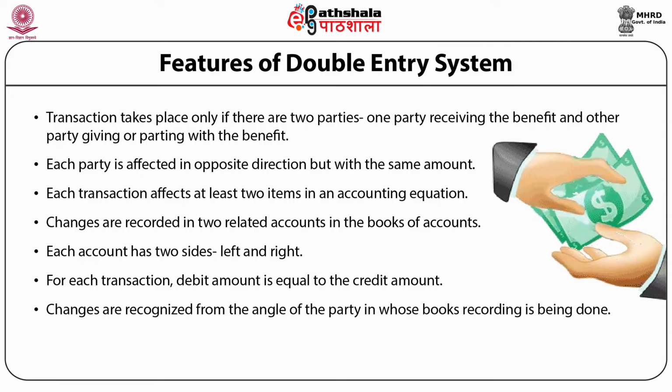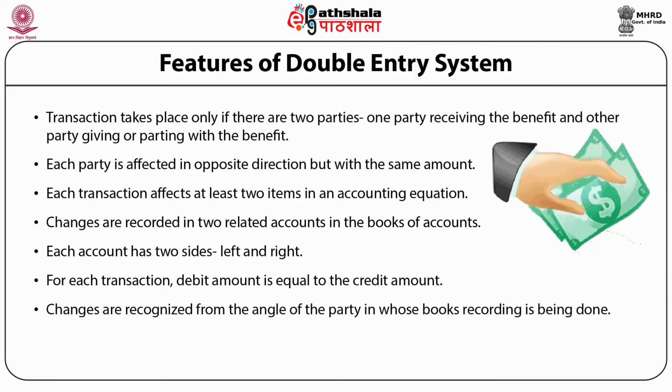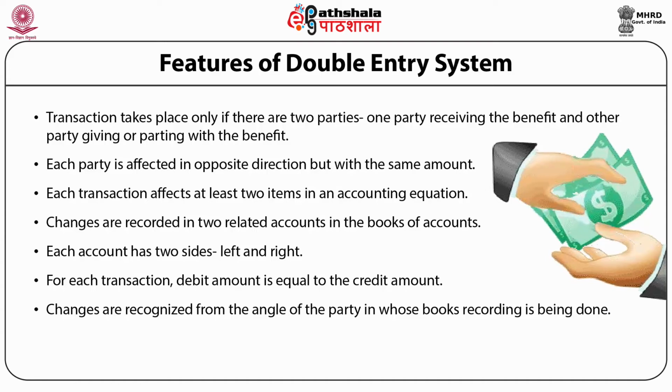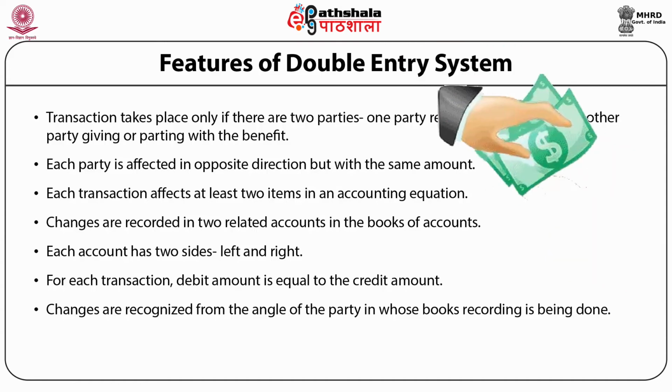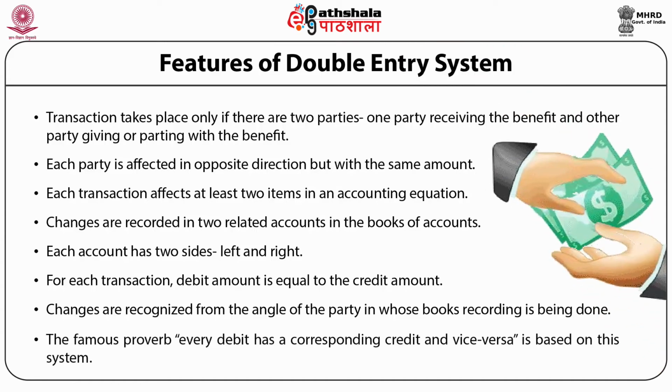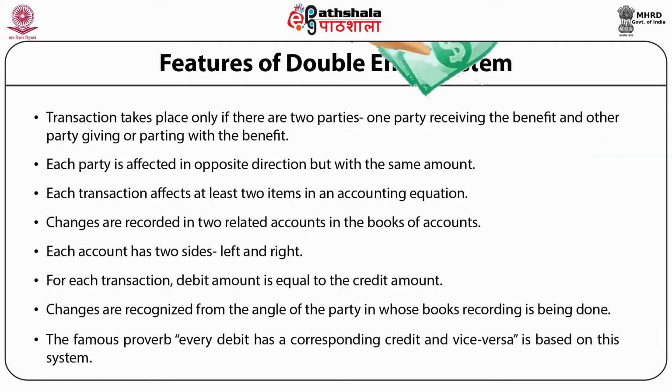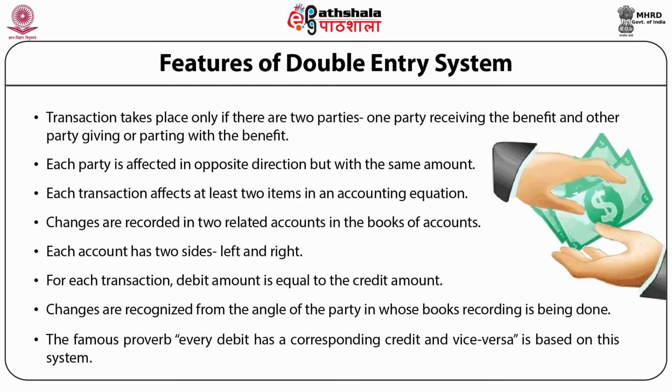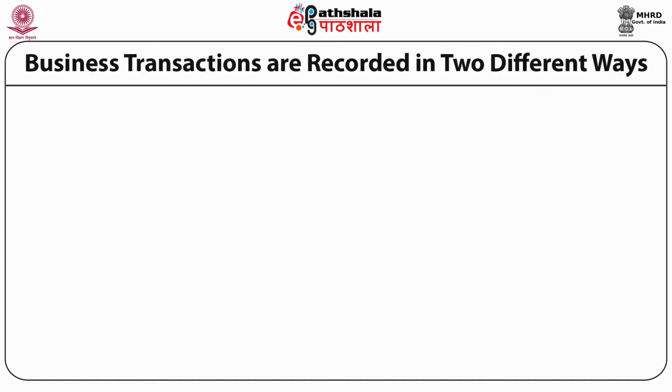Changes are recognized from the angle of the party in whose books recording is being done. The famous proverb, "Every debit has a corresponding credit," and vice versa, is based on this system. Business transactions are recorded in two different ways. First, single entry, second, double entry.